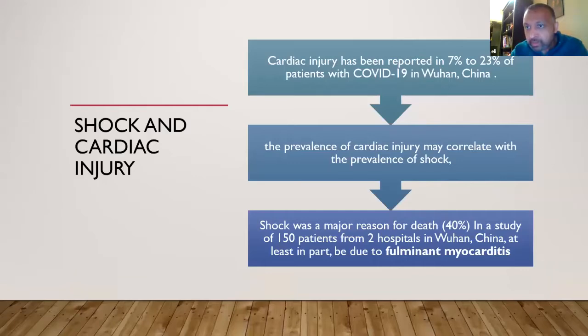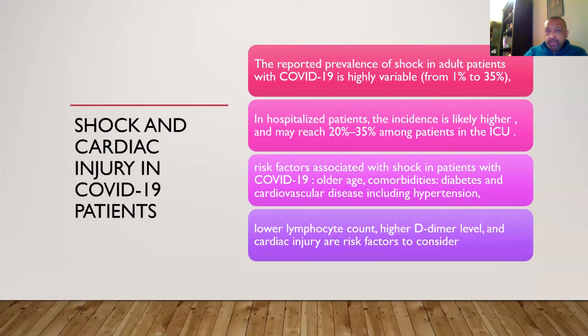Next slide, please. So cardiac injuries are common, reported anywhere ranging from 7 to 23% in COVID patients. And that usually correlates with the shock that tends to be their primary reason, although hypovolemic shock as well as septic shock are also common. And unfortunately, other than respiratory failure, the majority of them die of complications of shock. This is one of the studies that came out of Wuhan, as high as 40% end up dying of shock, at least in part due to fulminant myocarditis. And so it's highly variable.